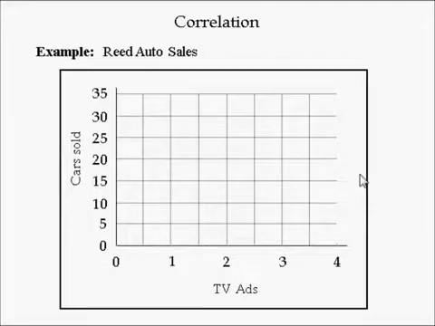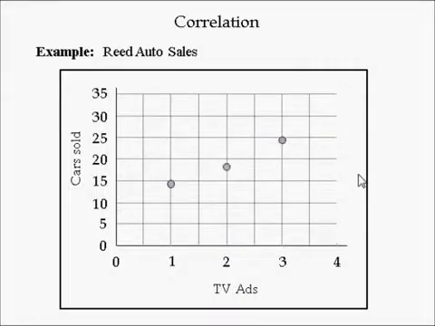The scatter plot of this data is graphed in the diagram below, which has the number of TV ads on the x-axis and the number of cars sold on the y-axis. In the first observation, the car lot ran 1 TV ad and sold 14 cars. Second observation, the car lot ran 3 TV ads and sold 24 cars.